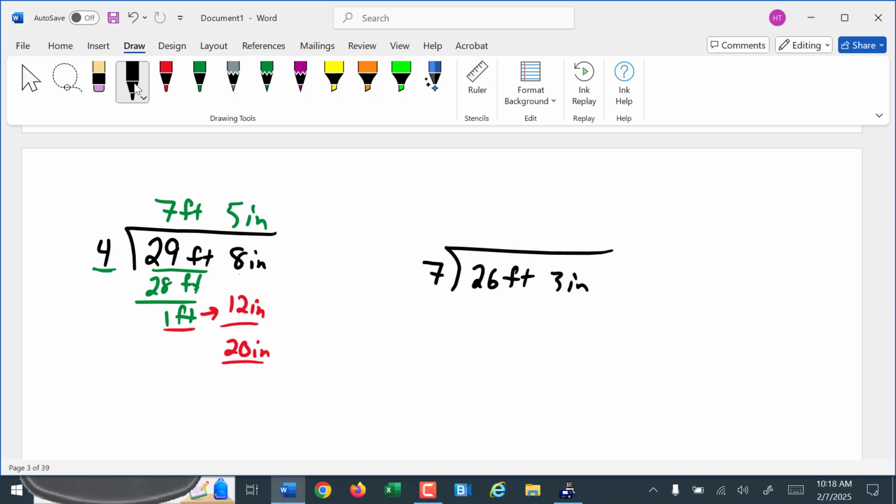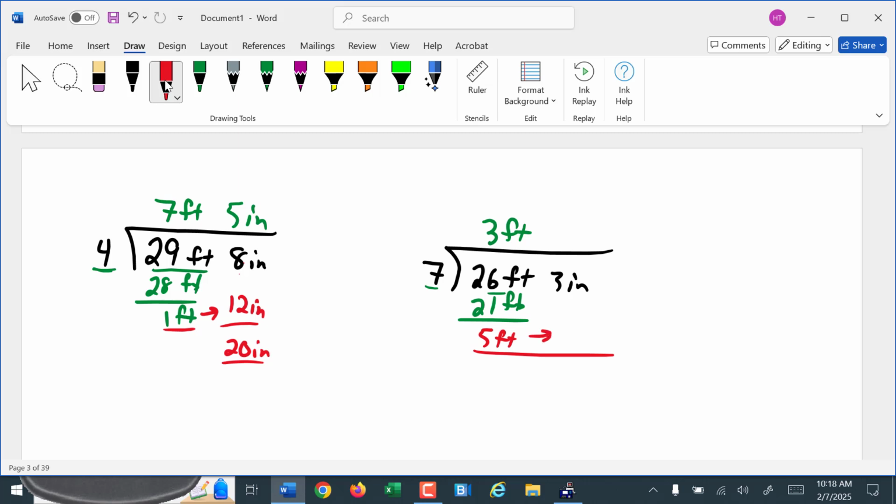If I have something 26 feet, 3 inches long, and I need to cut it into 7 equal pieces, how many times does 7 go into 26? 3. 3 feet times 7 is 21. We subtract, we have 5 feet left over.